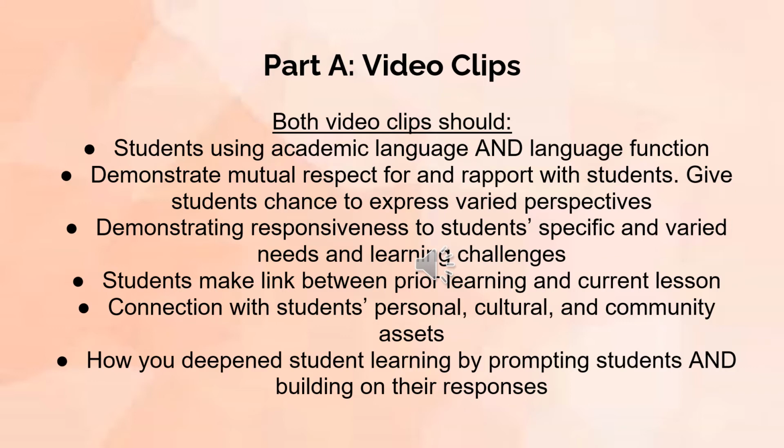The first of these is that you need to have students using academic language and the academic language function that you mentioned in your lesson plan. So we need to see students actually using this vocabulary, using this language function. The second thing is that you have to demonstrate mutual respect and rapport with students. You have to show that you have a positive environment and a good relationship with your students. You also need to give students a chance to express varied perspectives. It's important that you show that you're accepting and you can talk about different perspectives within your class.